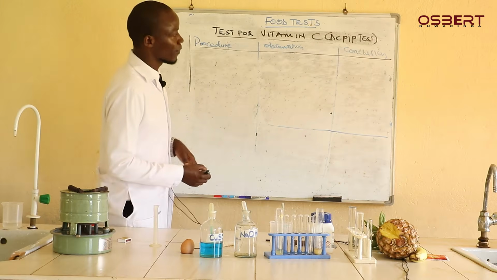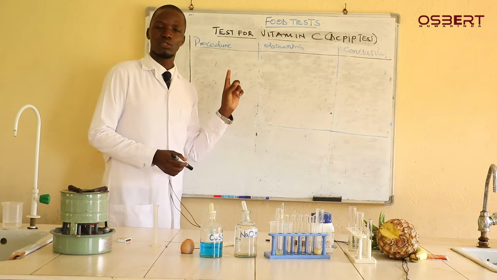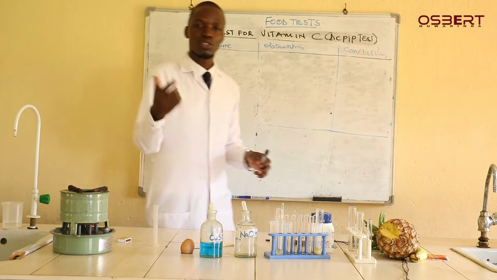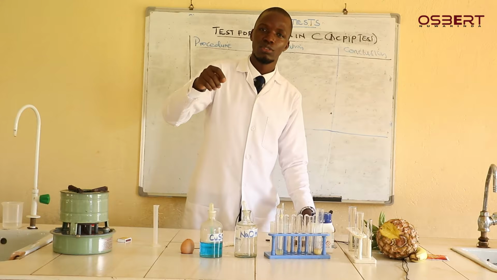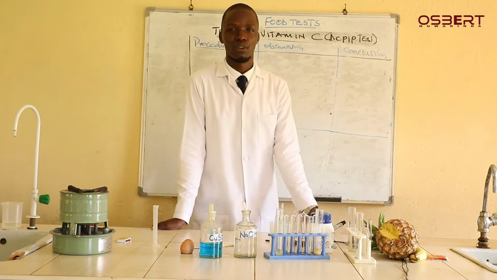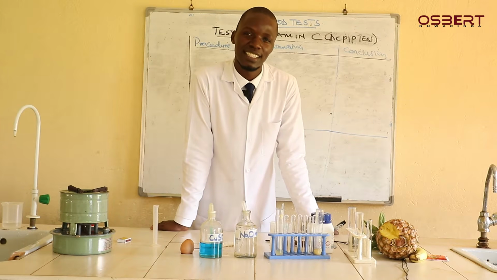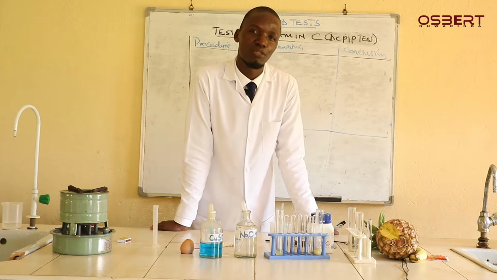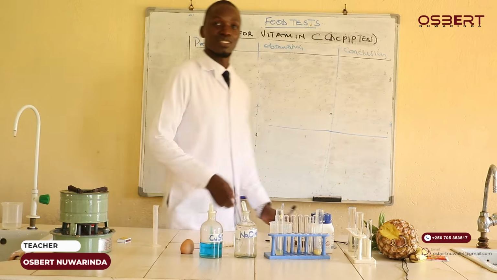So how do we do this one? This is very unique because in most of the other practicals, we first get the food, then we add a reagent into the food. But in this case, it is the other way around. Instead of adding the reagent into the food, we are going to get the food and add it into the reagent. Have you heard? It is so unique.